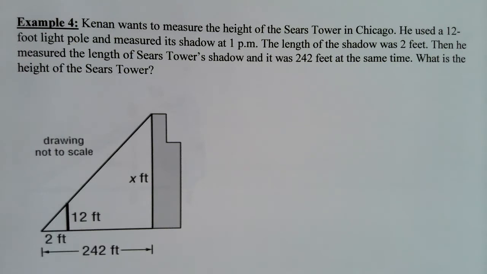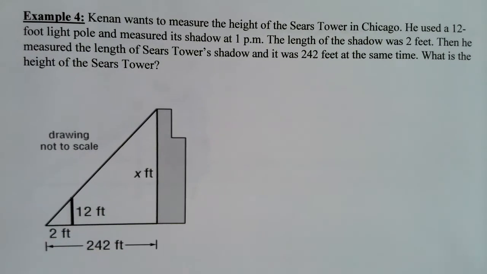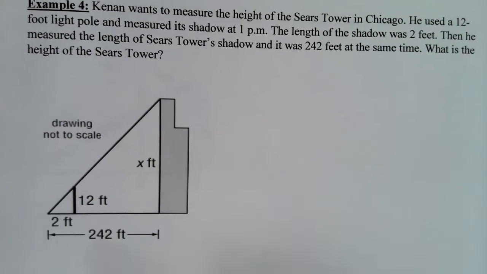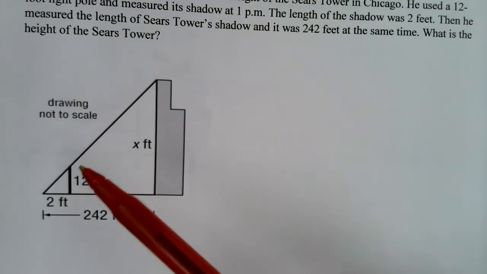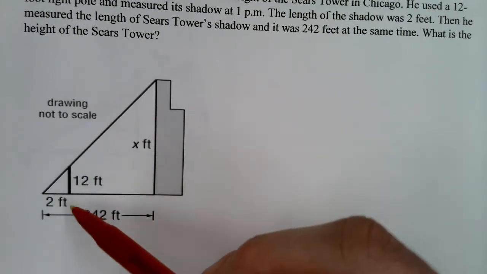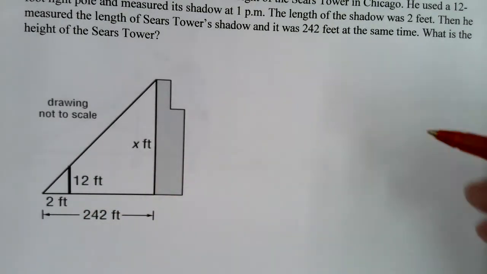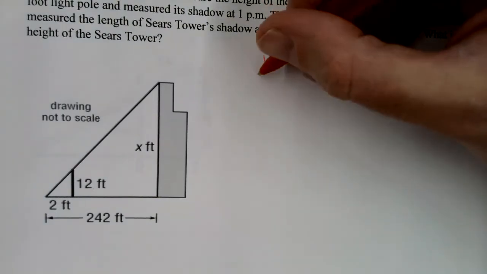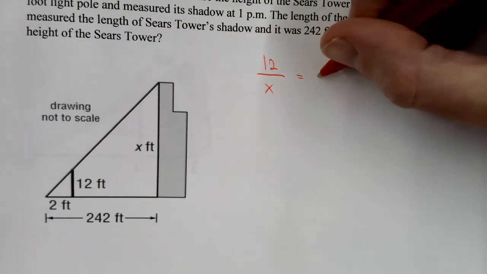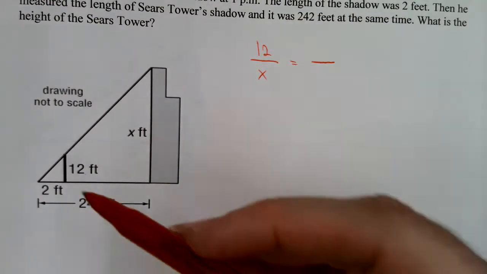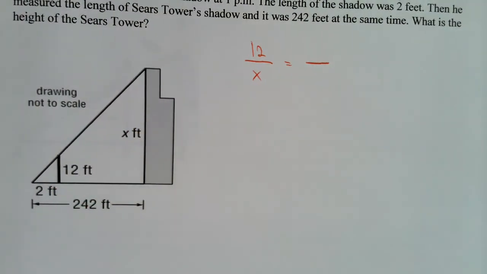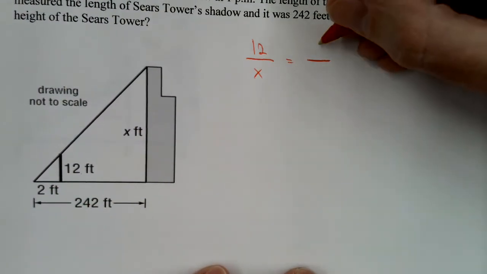Now, you might want to draw 2 separate triangles if this is confusing, if they're overlapping. This one, I don't think we need to do that though, okay? Drawing not to scale. I'll set up my proportion. I'll do 12 over x. Again, make sure all your numerators come from one triangle and make sure all your denominators come from the other triangle. So I'm doing 12 over x equals 2 over 242.